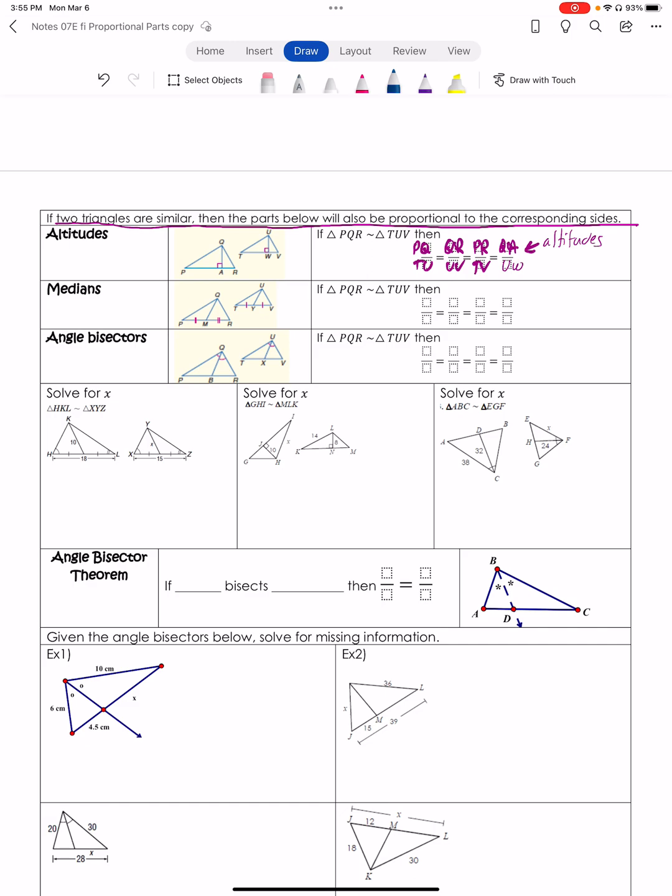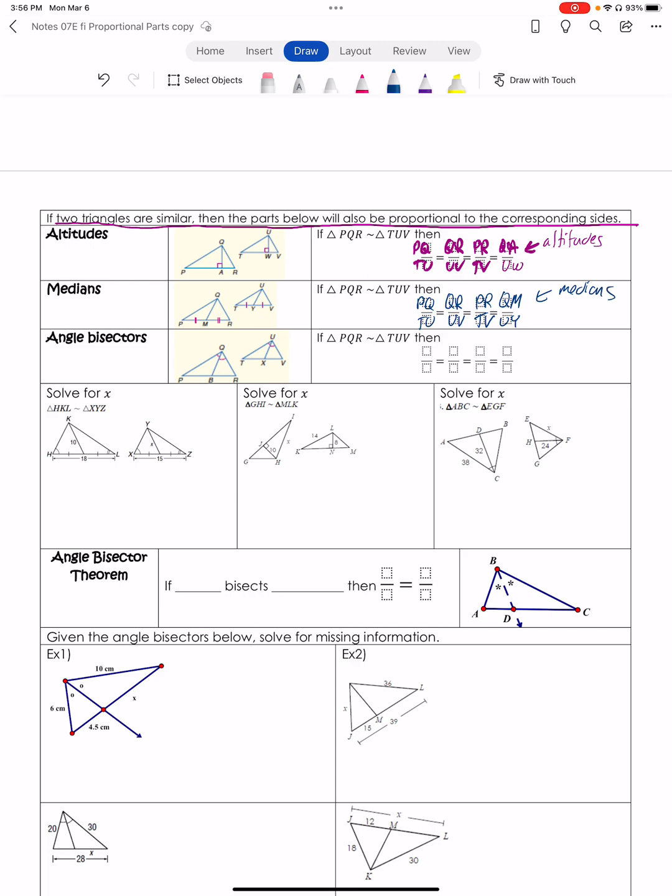Okay, with the medians, PQ over TU is equal to QR over UV, which is equal to PR over TV. These medians are also proportionate, so also QM over UY. So also the medians are proportionate.